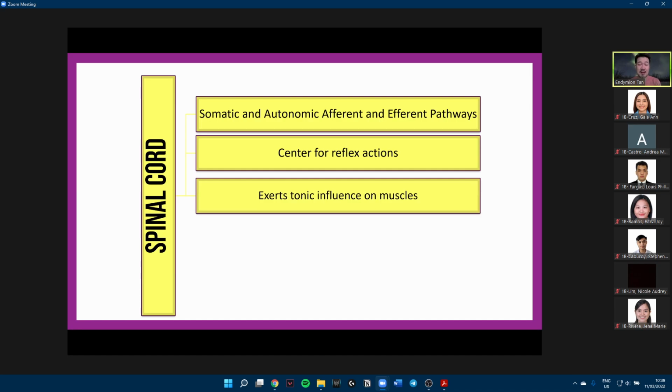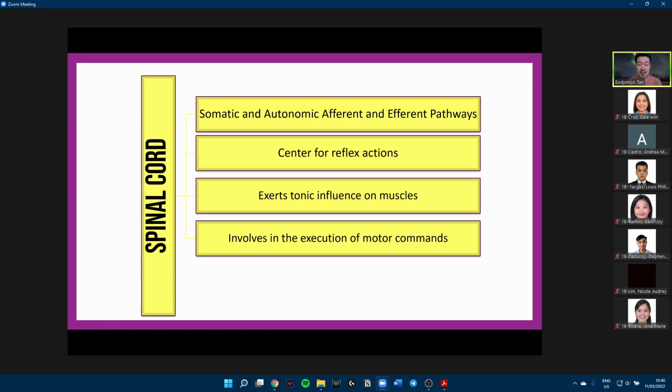Exerts tonic influence on muscles. We have this resting muscle tone, hindi lupaypay na parang flaccid, because we have the continuous firing, okay? With the help of the spinal cord, you'll have this resting muscle tone. It is involved in the execution of motor commands. Gusto mo sampalin ng classmate mo, using the spinal cord, magagawa mo yung action. But we have a brain. We have a voluntary will to tell us na lakasan mo para masaktan, or to tell us na wag mong gawin kasi masasaktan siya. So spinal cord, hindi na iniisip, kayang gawin. But we have this voluntary control by the cortex.